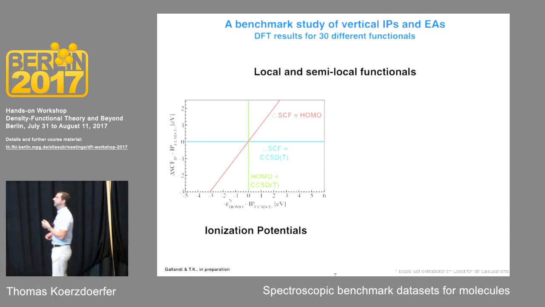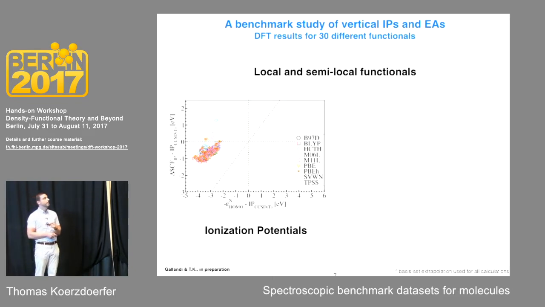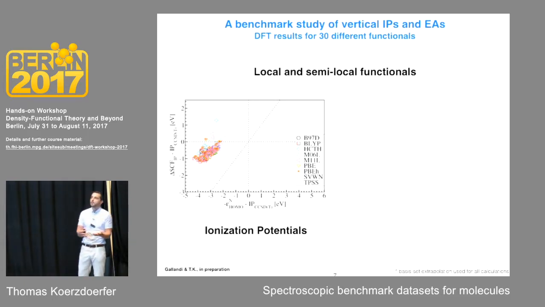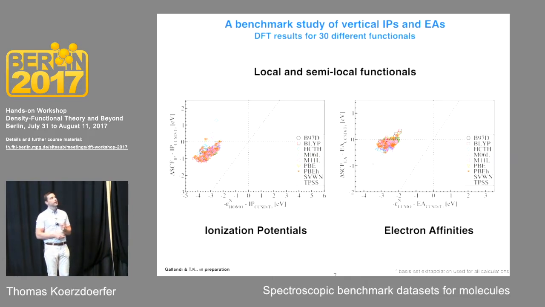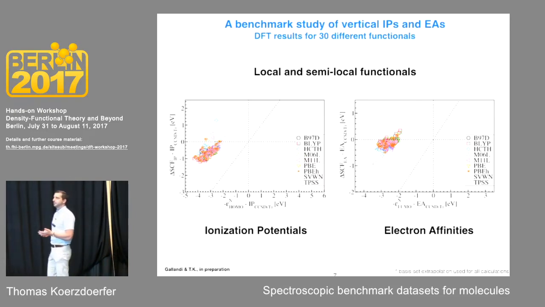Now we start with semi-local functionals. This is basically the result that you get from all semi-local functionals that we have tested. What you see is that generally the HOMO is much too small. You sometimes get the delta SCF right by coincidence, but there's not one functional that works significantly better than the others. It's a pretty large spread. You can't really say, choose this or that semi-local functional. The HOMO eigenvalues are all too small, and with delta SCF, sometimes you're lucky. The same is pretty much true for the electron affinities. So it's probably not a good idea to use semi-local functionals.